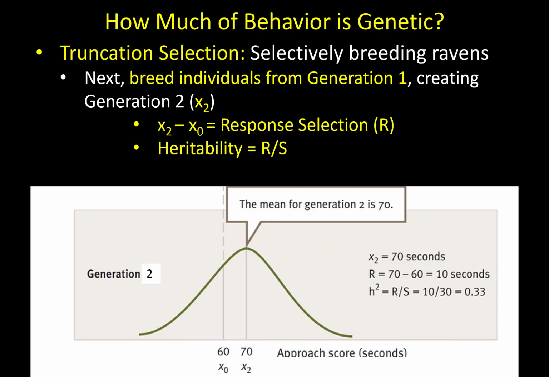The next thing we're going to do is we're going to take the offspring of those slow approaching ravens, our first generation, and we're going to breed them together. The offspring from generation 1 will give us generation 2, which we'll call X2. If we then subtract our original population's mean from X2, we'll get what's called our response selection value. The response selection value actually tells you how much the truncation experiment itself has affected behavior across your generations 1 and 2.